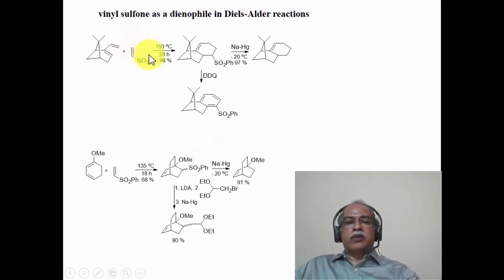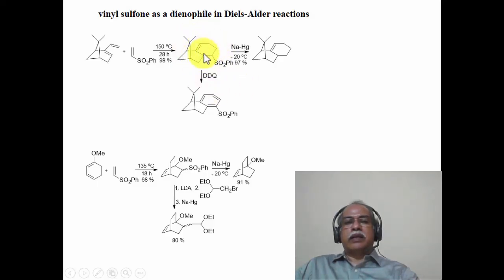Vinyl sulfones are also fairly powerful dienophiles because of the electron withdrawing nature of the sulfone group. They act as dienophiles in Diels Alder reaction. A couple of examples are shown here. For example, the diene, which is this particular diene derived from alpha pinene, undergoes Diels Alder reaction with phenyl vinyl sulfone at 150 degrees. Nearly quantitative yield of the corresponding Diels Alder adduct is formed.